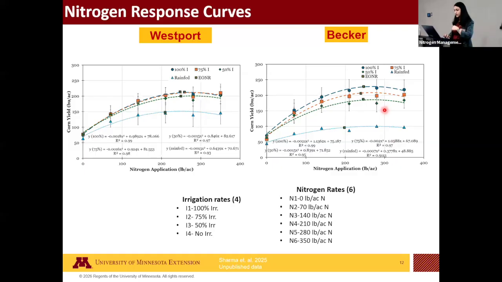At Becker, we did see significant differences between treatments, but not so much between 100 and 75%. Statistically speaking, 100 and 75% yields were not significantly different at both sites.